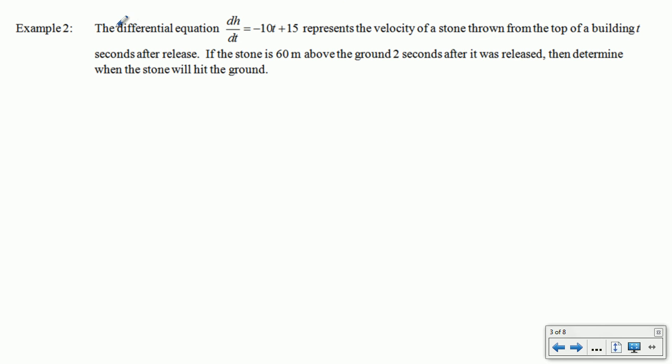So in example number 2, the differential equation here, which we've seen before, represents the velocity of a stone thrown from the top of a building t seconds after release. If the stone is 60 meters above the ground 2 seconds after it was released, then determine when the stone will hit the ground. So we've already determined where this derivative came from. It came from the expression negative 5t squared plus 15t plus c. If you take the derivative of this, it will give you that expression.